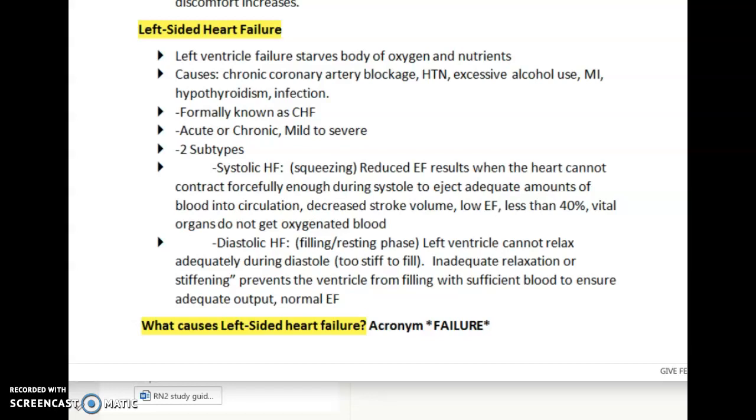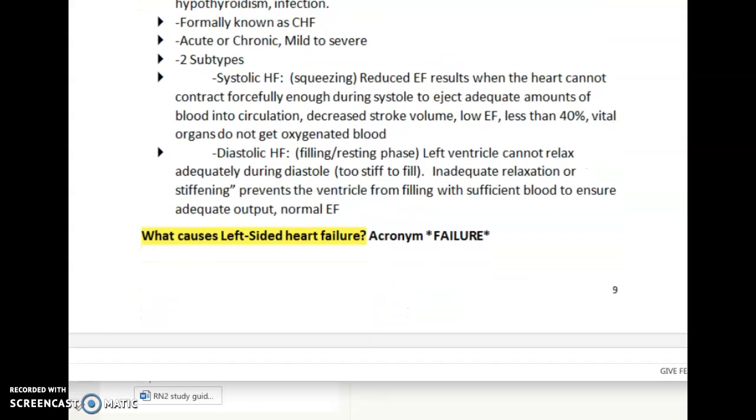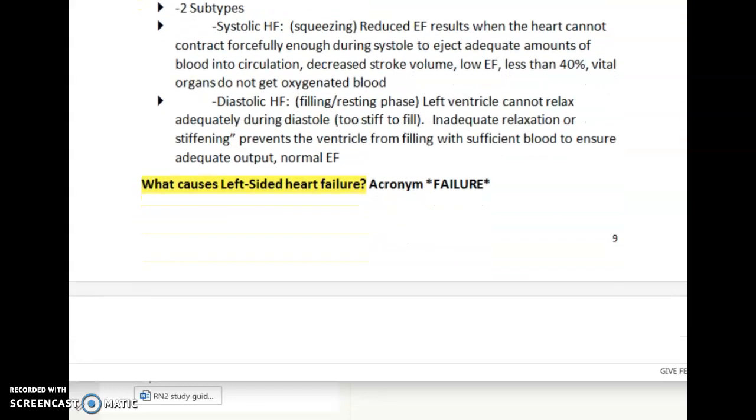Diastolic left-sided heart failure is the filling and resting phase. The left ventricle cannot relax adequately during diastole. Too stiff to fill. Inadequate relaxation or stiffening prevents the ventricle from filling with sufficient blood to ensure adequate output. And then that has the normal EF.